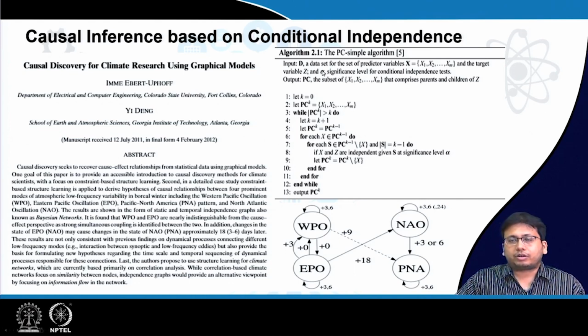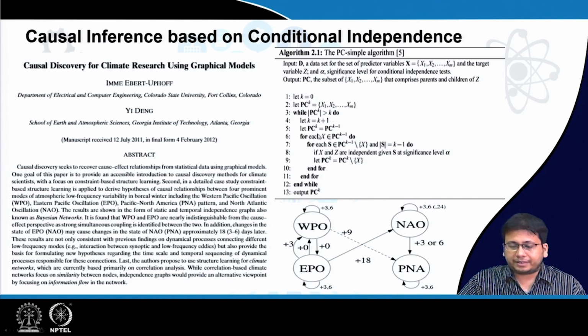We know that for these tests or hypothesis testing, we need to have some level of significance based on which we can accept or reject the null hypothesis. So that is the alpha. So this is how the algorithm works.